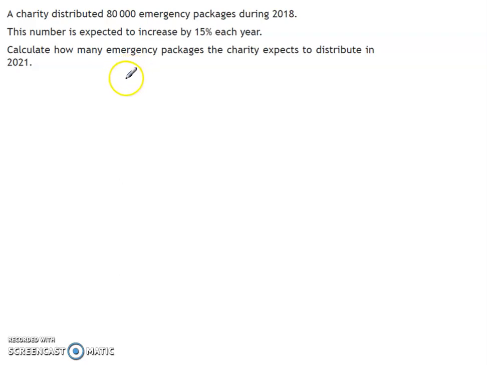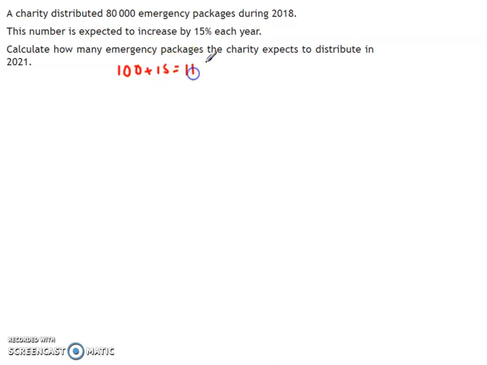So first thing we need to figure out is what percentage it's worth at the end of the year. In this case, our question is an increase, so what that means is it's going to be more each year. So in order to do that, we take the original 100% and we add on the 15, so we know that at the end of every single year it's going to be worth 115%. Now, to use this properly in our calculation, we turn this into a decimal number. 115% as a decimal is 1.15.